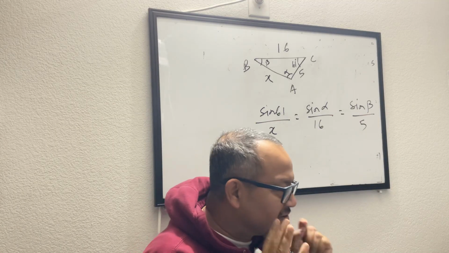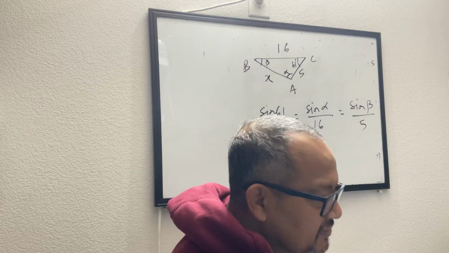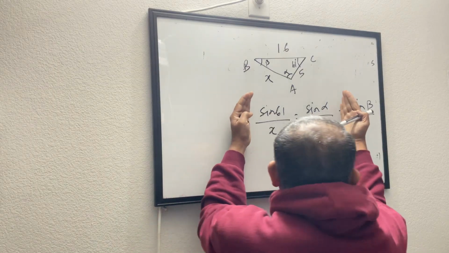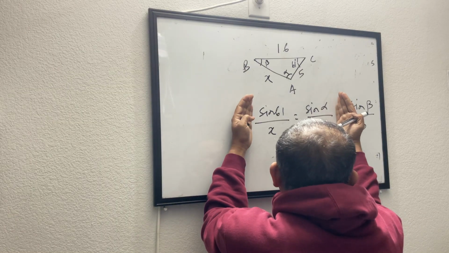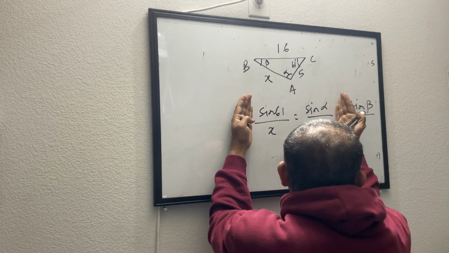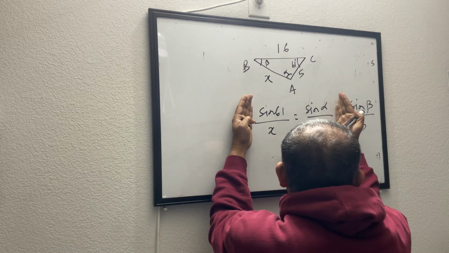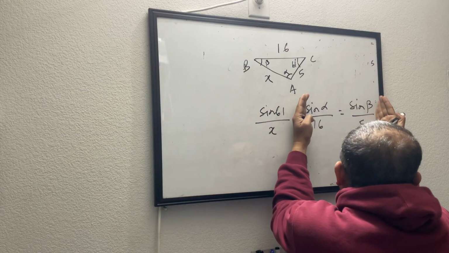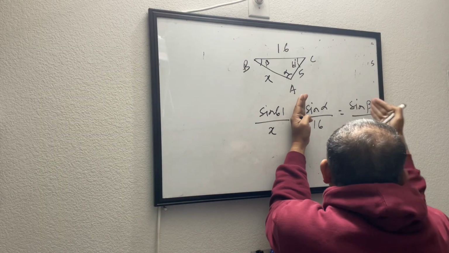And we are still trying to insist ourselves that no, we will use law of sine only. This combination: what do we do? We have x unknown, alpha unknown. Nothing that we can do. Correct? Look at this combination. Again, alpha and beta both unknown.